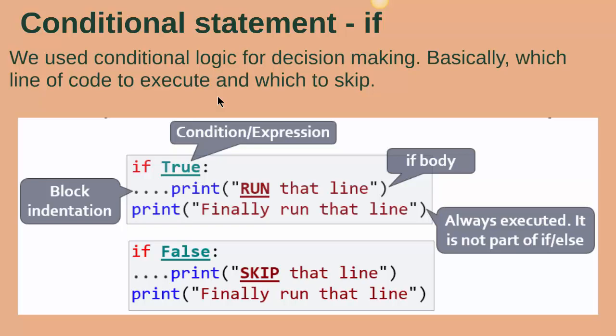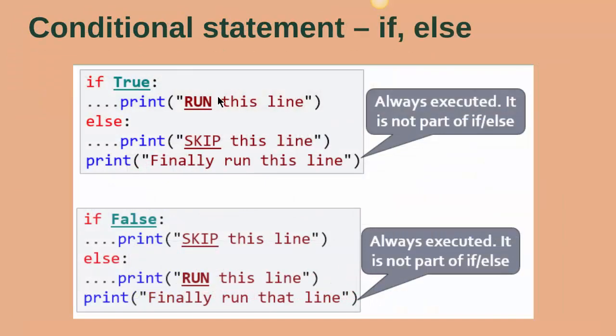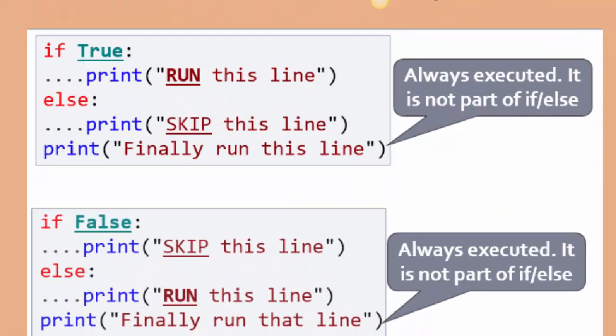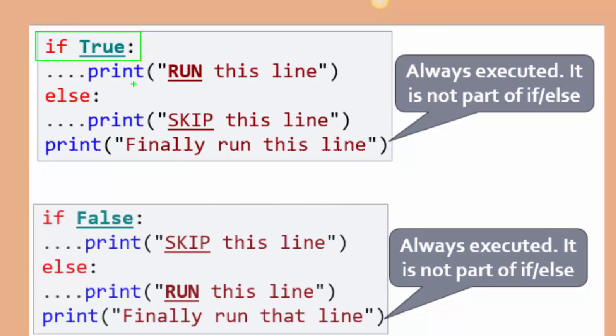Let's continue with the next topic, which is the conditional statement if and else. Here is a little bit more complicated, but it's so easy. We just learned how to use only if, but now we can use else as well. Here we will print this line because the expression is true, so this one will be printed. But let me explain what else does.